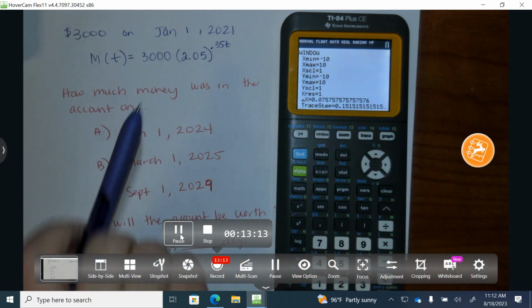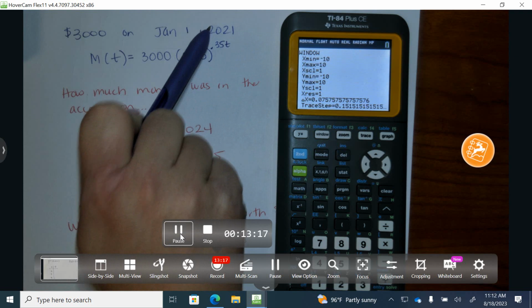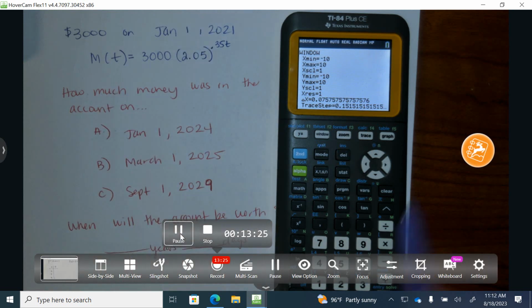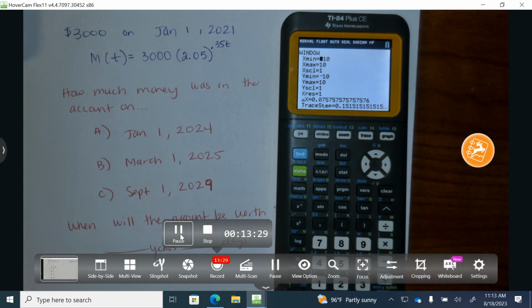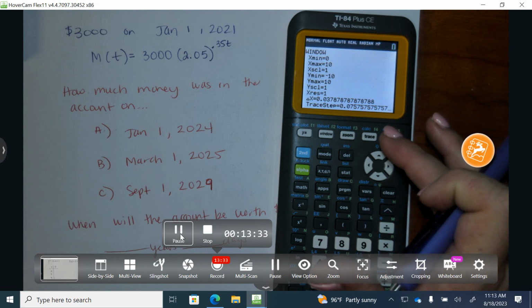I'm going to go to Window. Remember, we started in the year 2021 with this, so that's a difference of 3 years. This is a difference of 4 years. This is a difference of 8 years. So I need to go up to at least 8, maybe more. Where X is always our years. We're not going to have negative years, so we can start with 0. I need to go up to at least 8. I'm going to go up to 10, and then I'm going to hit graph.